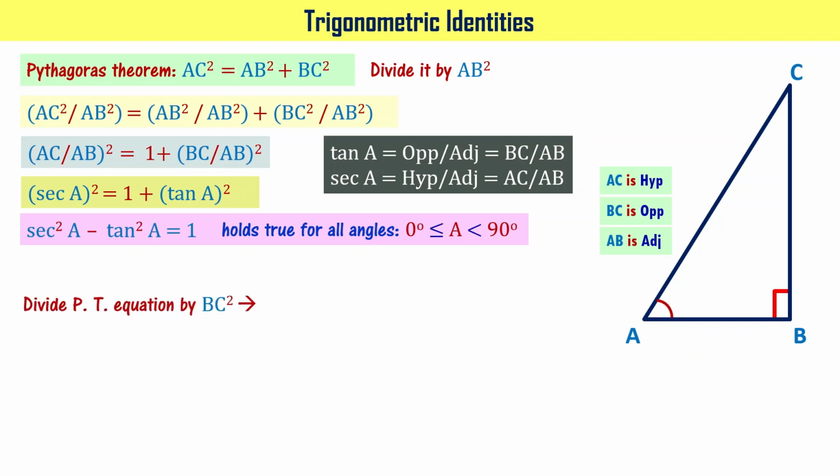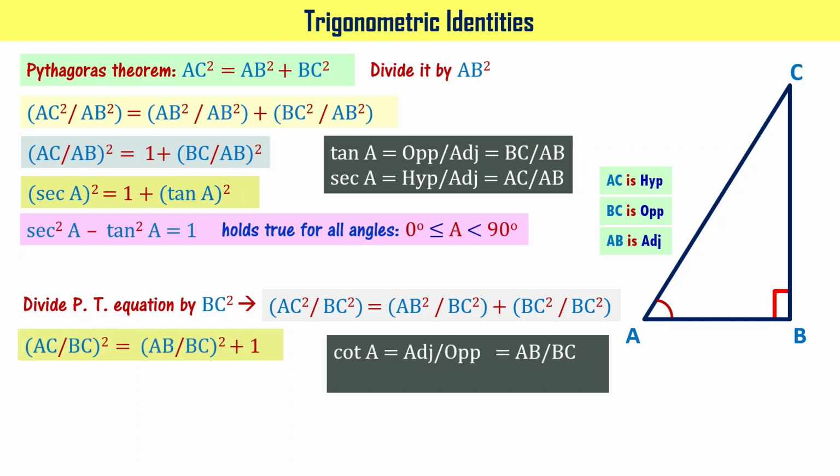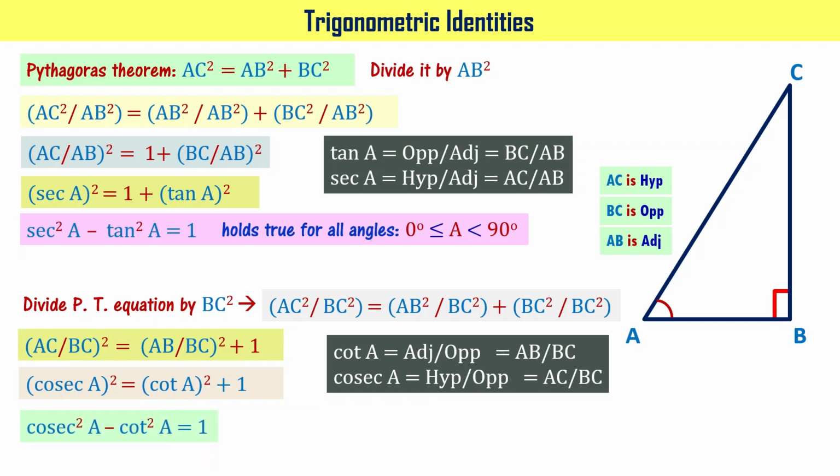Let's now divide the Pythagoras theorem equation by BC square. When you do that, you get AC square by BC square equal to AB square by BC square plus BC square by BC square, right? You simplify that and substitute cot A equal to AB by BC and cosec A equal to AC by BC. When you do that, you can write it as cosec A whole square equal to cot A whole square plus 1. That can be rearranged and written as cosec square A minus cot square A equal to 1.